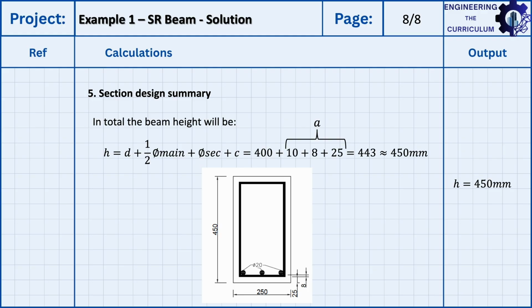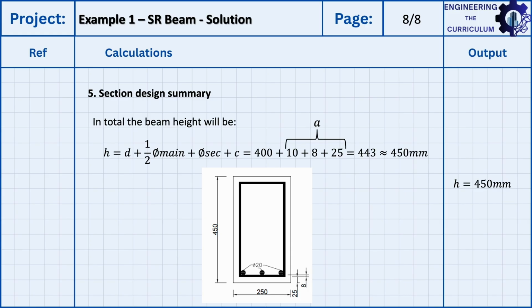And now we can really find the height of the section and summarize our design. The height of the section is really going to be the effective depth plus A, or the effective depth plus half of the main reinforcing bar plus the diameter of the secondary steel plus the cover. And in our case, the effective depth was 400, and we already know from before that we had 43 as that A, or the fire cover, which is 10 plus 8 plus 25. And that gives us a height of 443 millimeters.